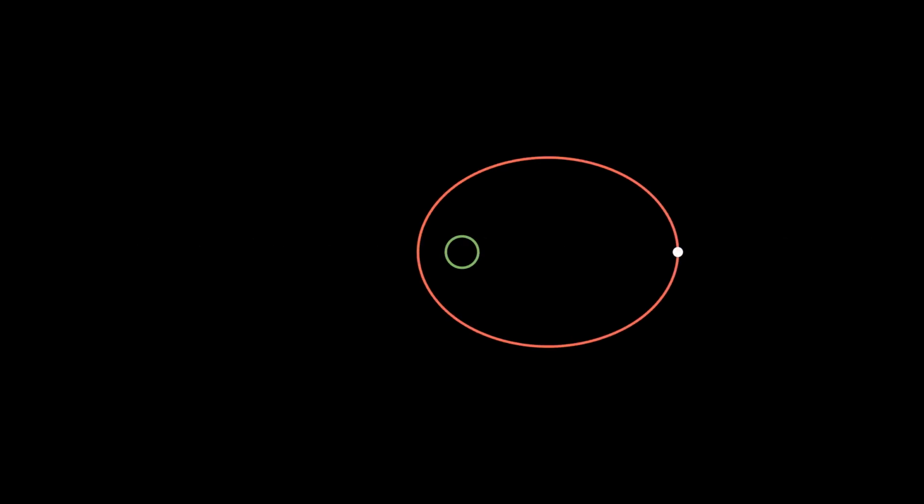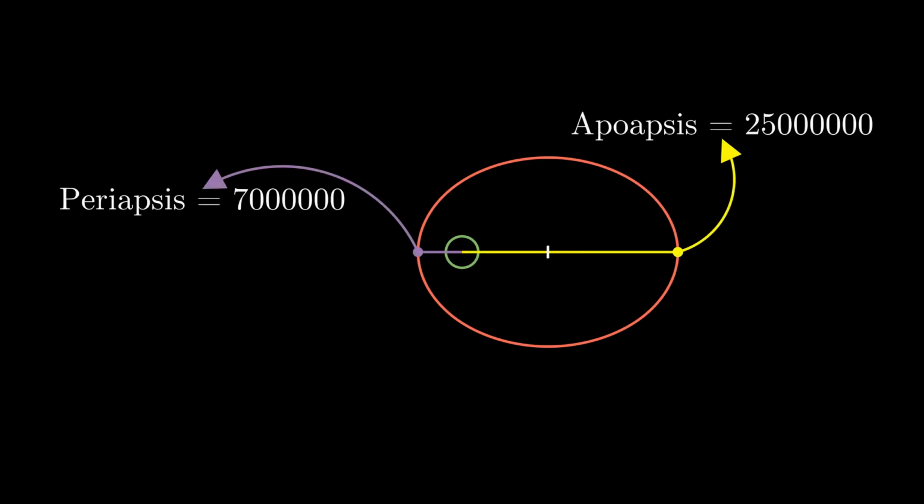With orbital velocity out of the way, we can move on to Kepler's second law. Kepler's second law states that for any time period of length t, the area traced out by an orbiting object over t is equivalent. Let's look at an example. Here we have an elliptical orbit with an apoapsis of 25 million meters and periapsis of 7 million meters. This gives a semi-major axis of 16 million meters.